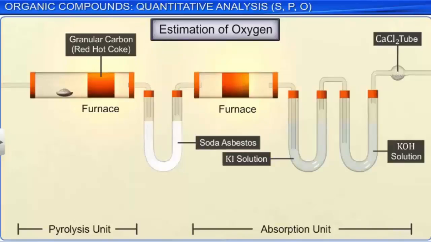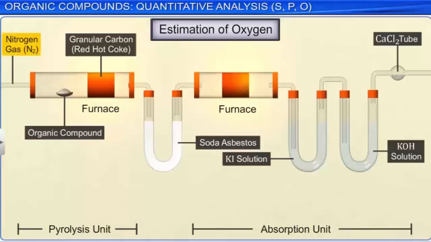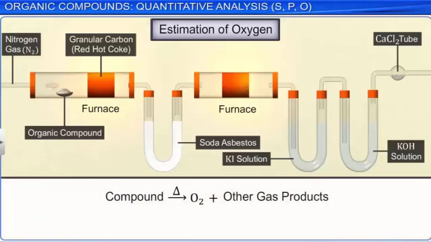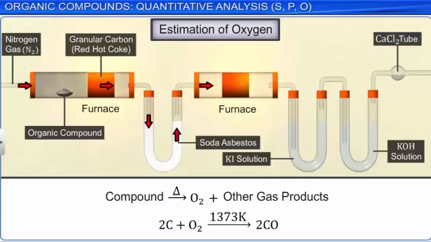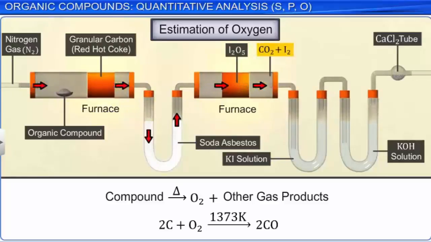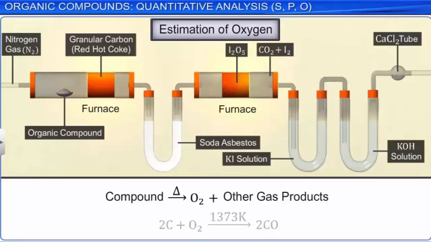For the quantitative analysis of oxygen in an organic compound, a known weight of the organic compound is heated in a stream of nitrogen gas. As a result, the organic compound gets decomposed. Then, the oxygen-containing mixture is passed over red-hot coke, where all the oxygen is converted to carbon monoxide according to the equation shown. This gaseous mixture is passed through warm iodine pentoxide, when carbon monoxide is oxidized to carbon dioxide, producing iodine. This reaction may be represented as shown here.